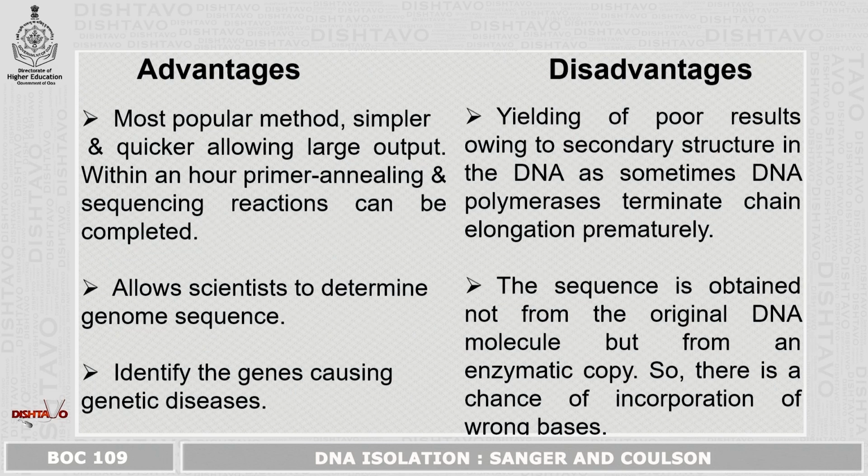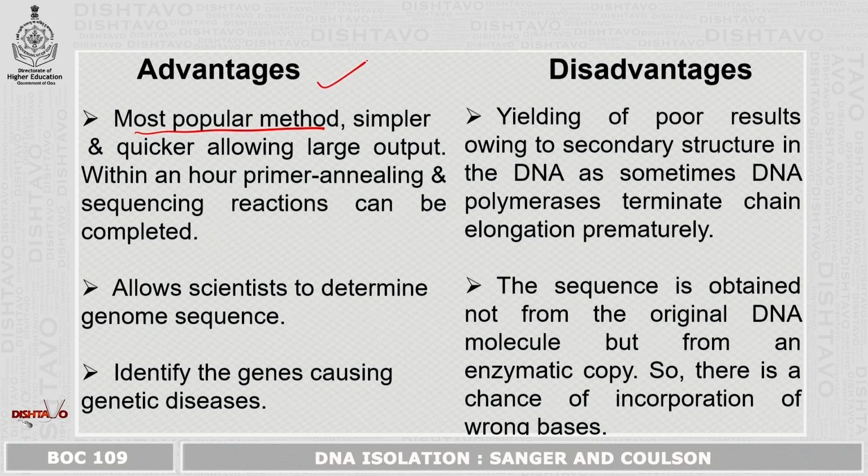So the advantages of this method, students, is that it is the most popular method, simpler, quicker, allowing large input. Within an hour, primer annealing and sequencing reactions can be completed. It allows scientists to determine genome sequence and identify the genes causing genetic diseases.